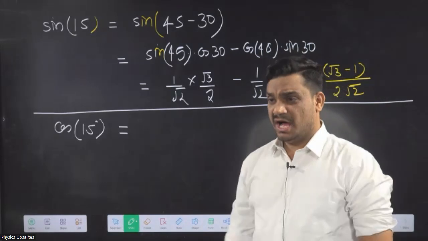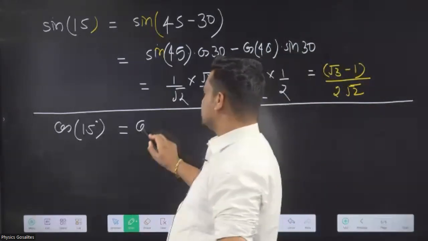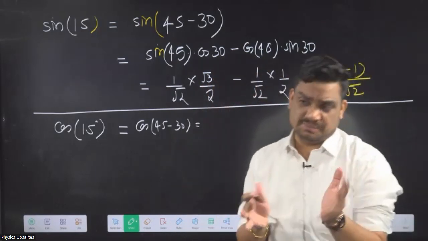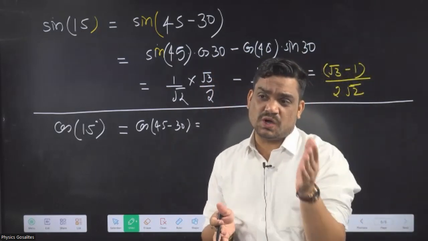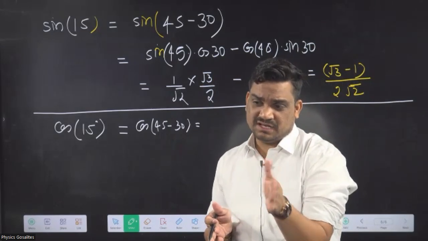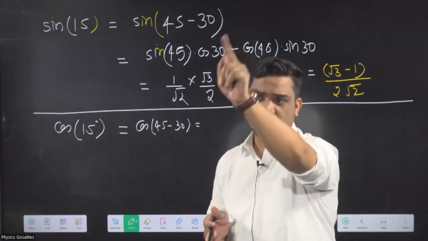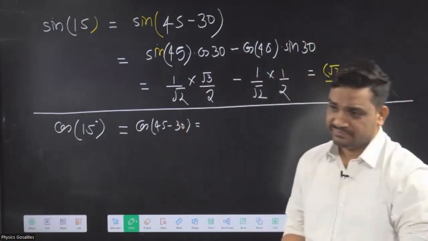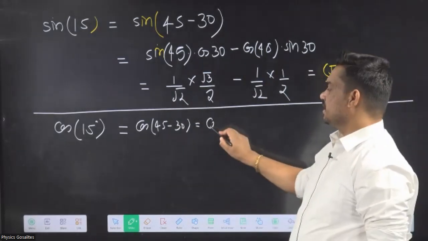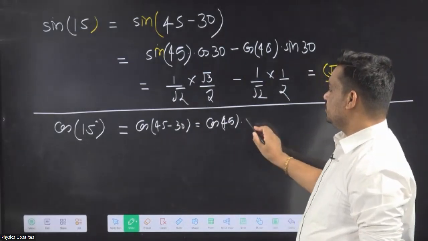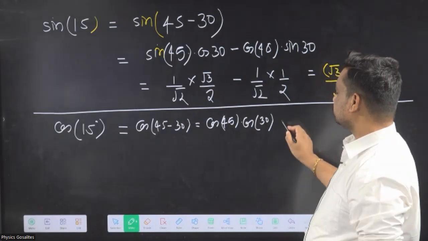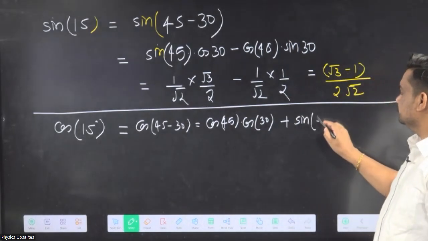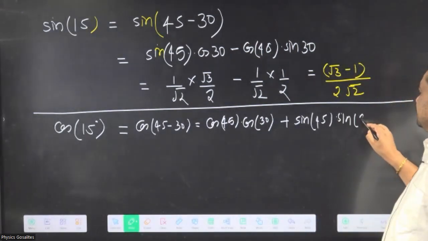Okay. So now I can write that this is simply cos 45 minus 30. And cos A minus B is what? Cos A cos B. Minus is there, so plus will be there. Yes, the answer is correct, Naveen. Yes, 100% correct. So now cos A into cos B. Minus is there, so this will be plus. Then sine A into sine B.